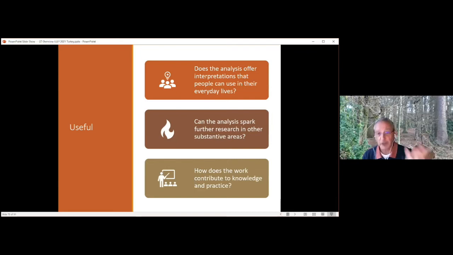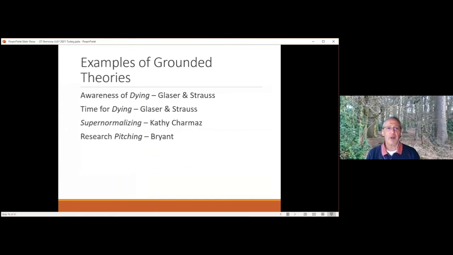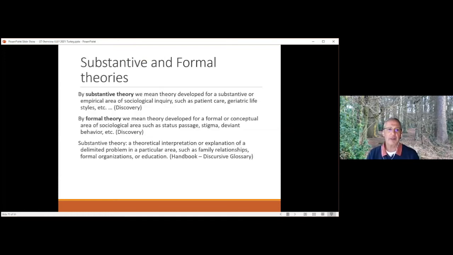And again, as I say, the early grounded theories on awareness of dying, for instance, has been enormously useful in the whole practice of terminal care. I've shown the book to all sorts of people, people who work in bereavement counselling, people who've lost parents or friends or whatever. They've all found it an enormously useful book, so that's a really important point. So there are some examples of grounded theory: awareness of dying, time for dying, supernormalizing, research pitching. I'm sure you can find others in the literature. There are lots of grounded theory PhDs out there.